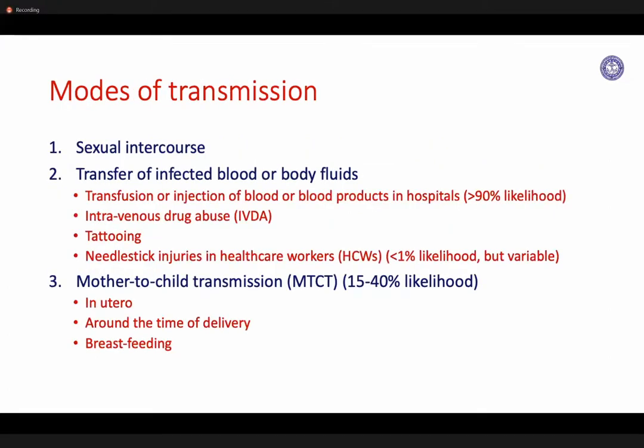There are three. The first is sexual intercourse, and it is more likely through penile anal intercourse than penile vaginal intercourse. The second mode of transmission is transfer of infected blood or body fluids from an infected person to another person. For example, transfusion or injection of blood or blood products in hospitals. Blood transfusions can give rise to HIV infection extremely rarely now, because all the donors are screened through their history and also through various tests like ALT and AST, and also for antibodies to HIV.